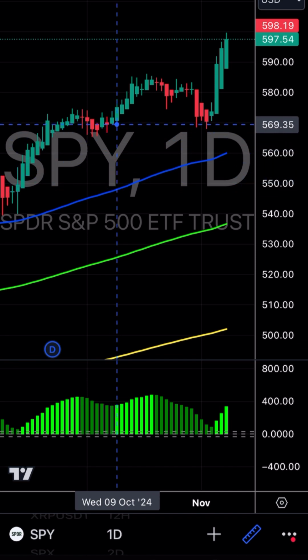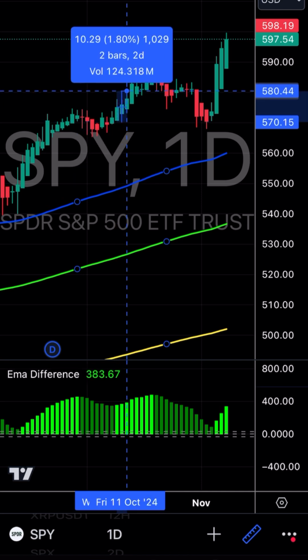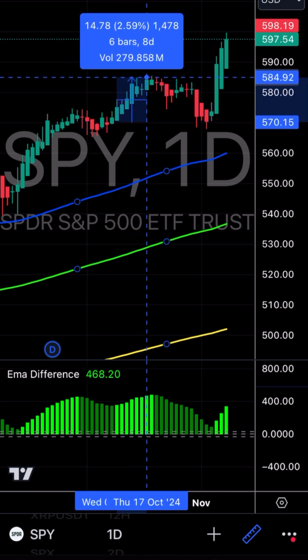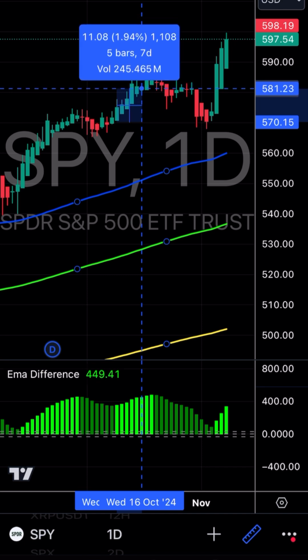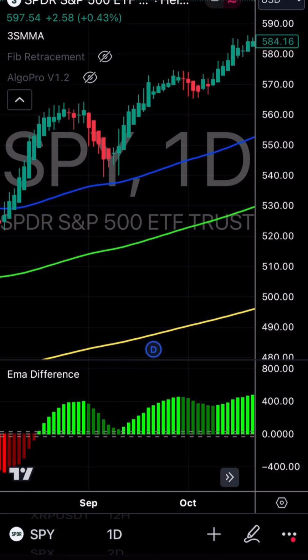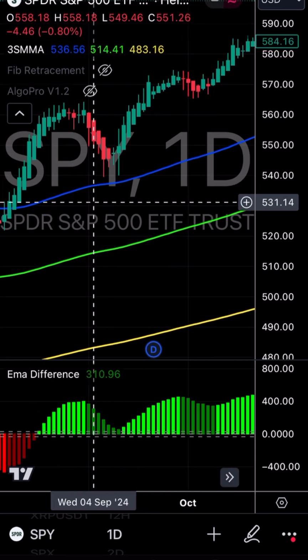So this would be where you would enter your trade, right about here, and you would ride this out for about a week. Right here, here's 7 days. Now this is an $11 difference in price, which means if you did one contract, you would have made about $1,108 for that trade.